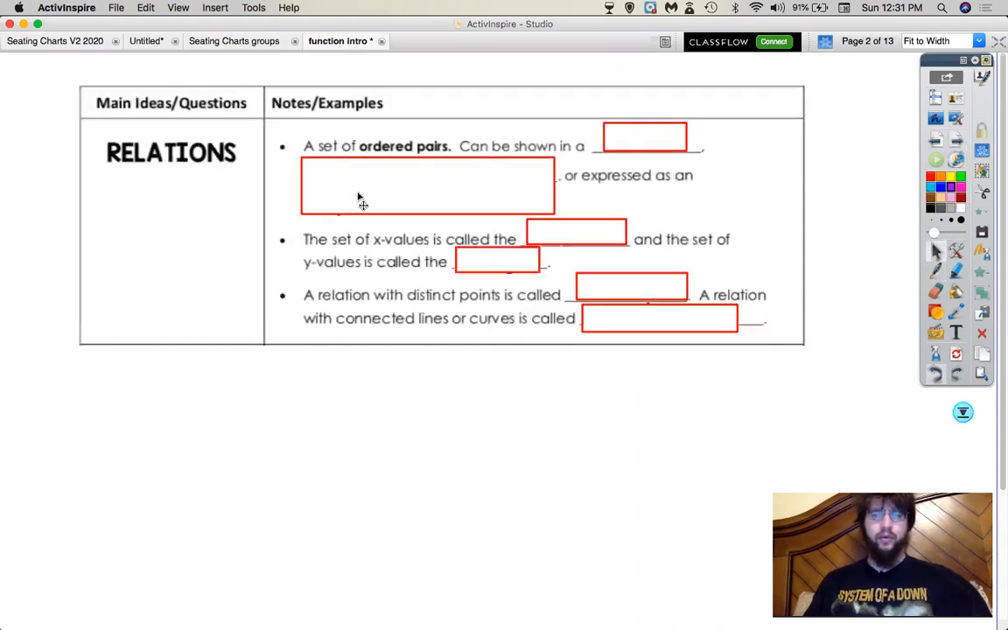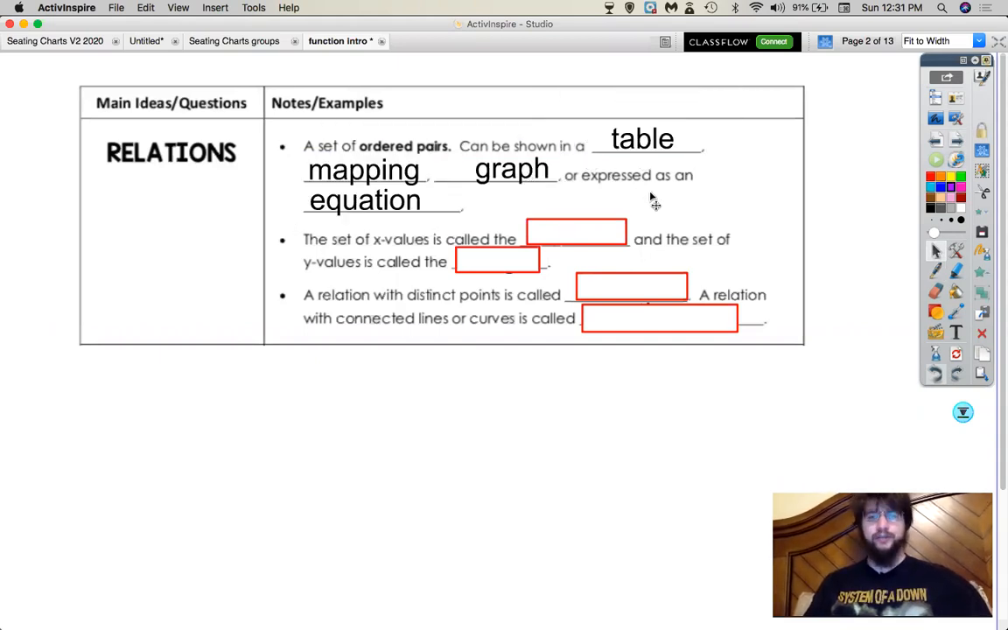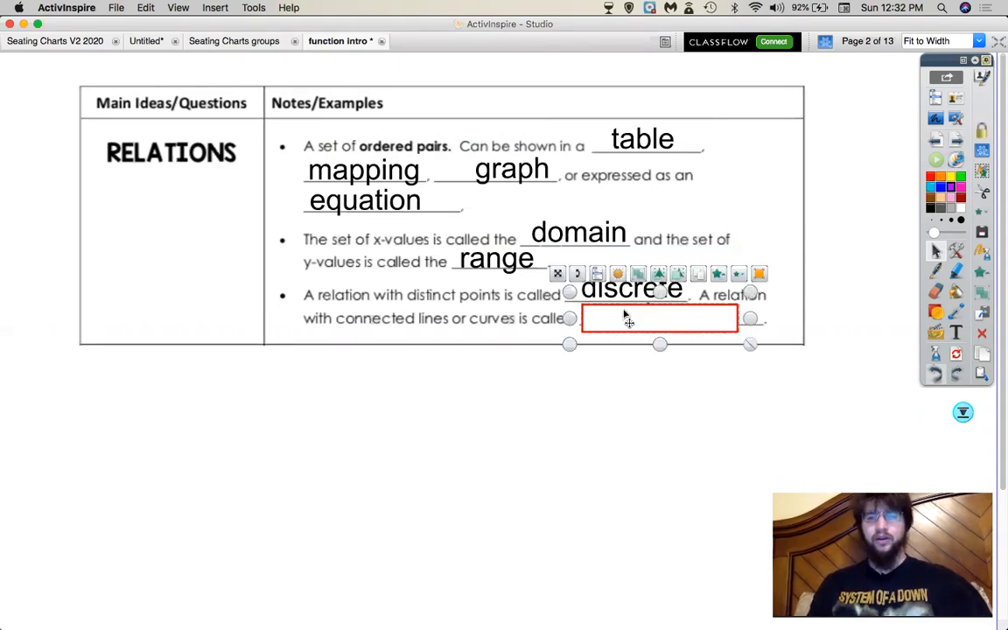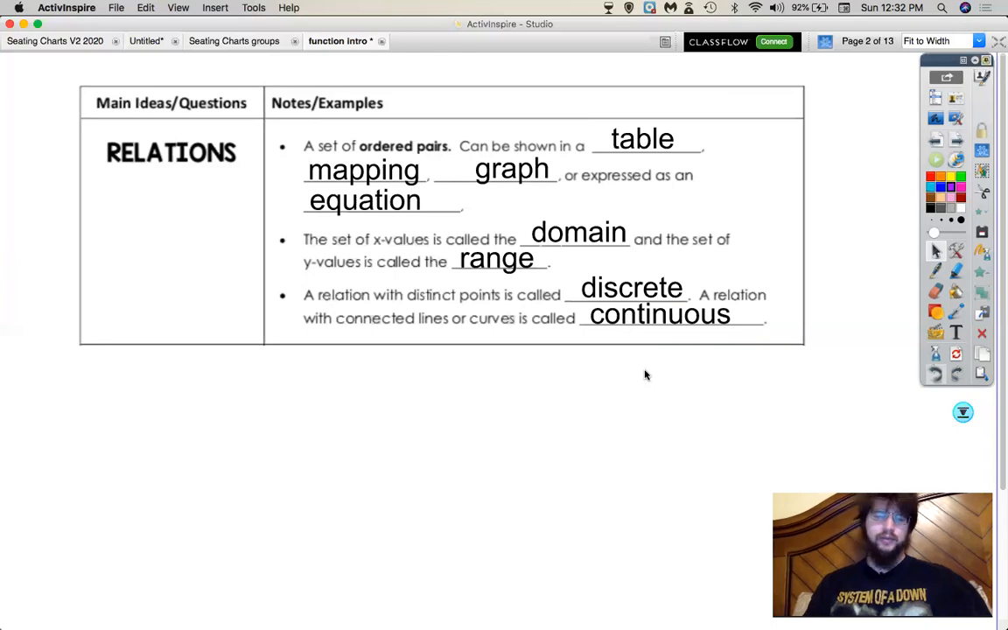A set of ordered pairs can be shown in a table, a mapping, a graph, or expressed as an equation. We call the x values the domain, and the y values are the range. A relation with distinct points, that's like dot, dot, dot. If you graph just a bunch of ordered pairs, that's called discrete. But if you connect them with a curve, that would be called continuous.